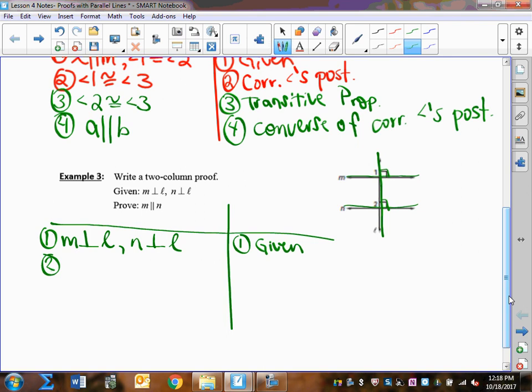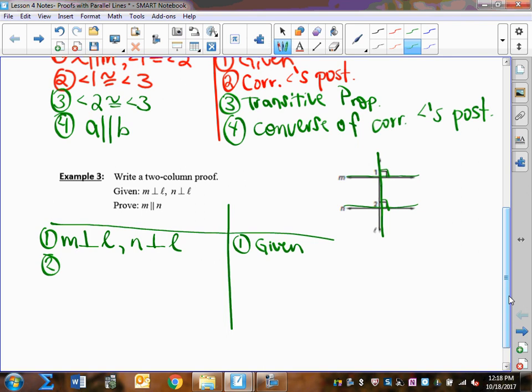What type of relationship are angles 1 and 2? Corresponding. I can't say that they're congruent because I'm trying to show those lines parallel. We don't know that they're parallel, but we do know they're corresponding. So if I can show that those are congruent, then I can say the lines are parallel. So let's aim for that.